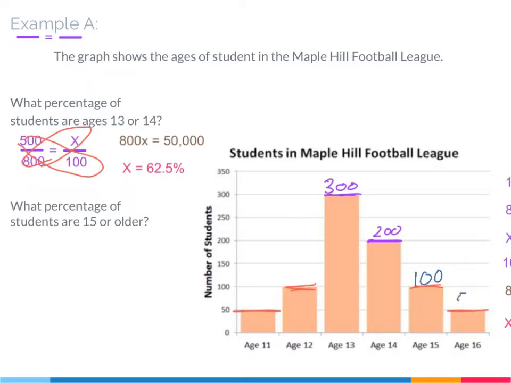So that's another 50 players. So I have to add those two together just like I did before in order to figure out the total number of students that are 15 or older. So 100 plus 50 is going to be 150.